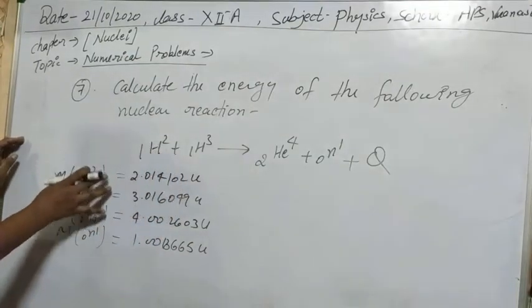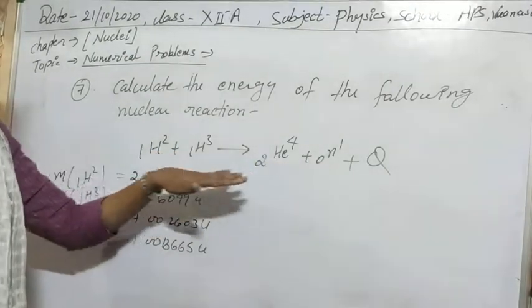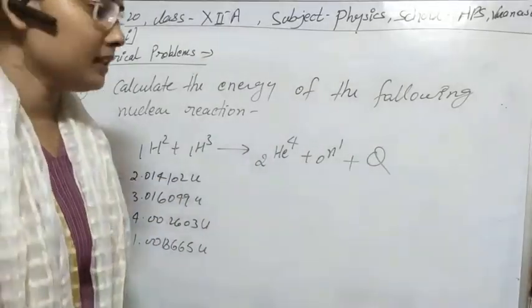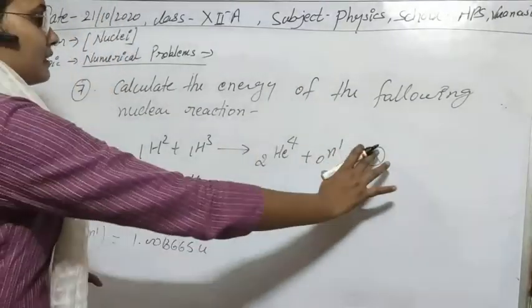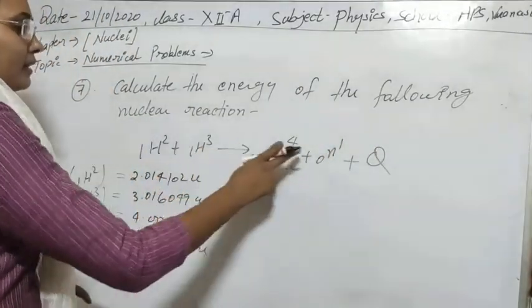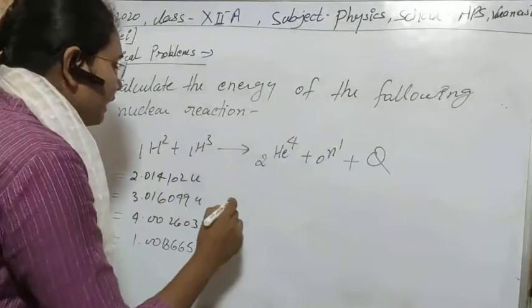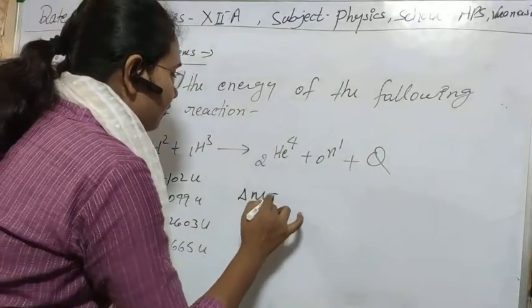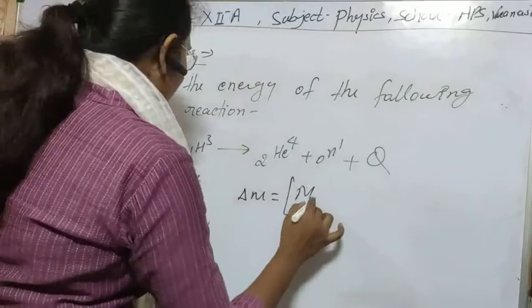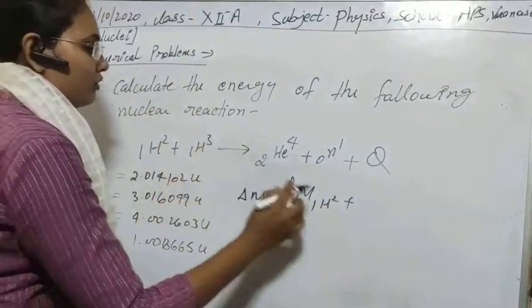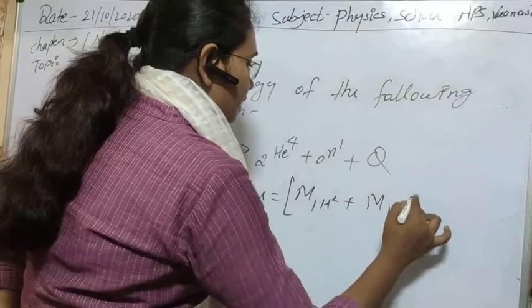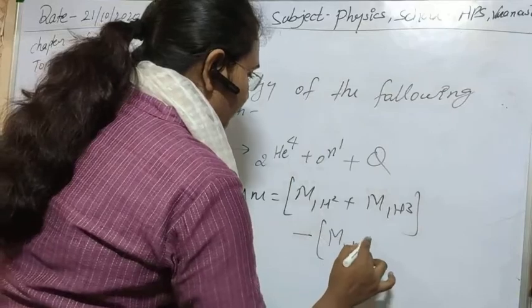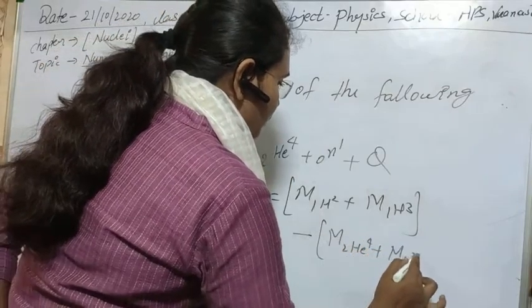And the masses of all these four particles are given. So we can calculate the energy released in this process. As it is given that energy is released, the initial energy will be greater than the final energy. So we can first calculate what amount of mass is defected in this process. So delta M will be the mass of 1H2 plus the mass of 1H3 minus the mass of 2He4 plus the mass of 0n1.